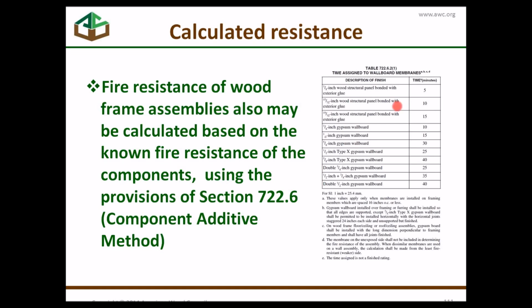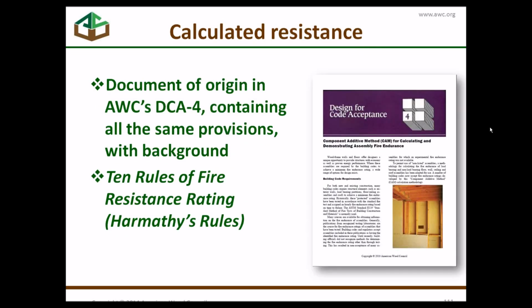It's back in section 722.6. You'll see this table is right out of the code book, where you can put together an assembly up to 1 hour rated using this component additive method. It comes from this document. The code provisions actually came from the same source that this document was derived from. This is downloadable on our website, DCA4.